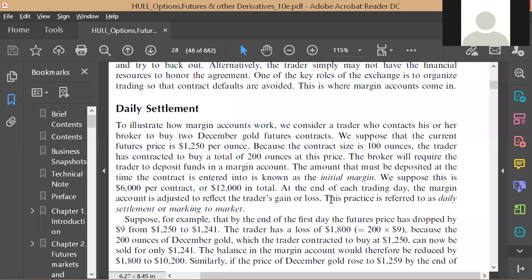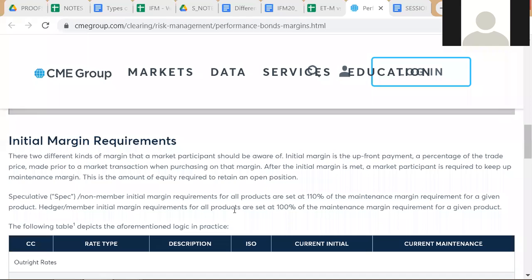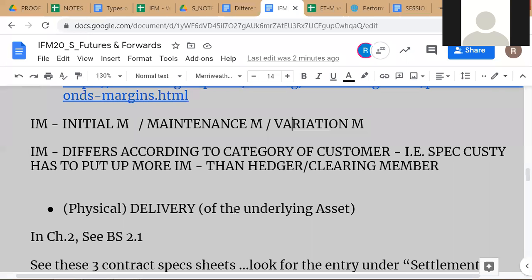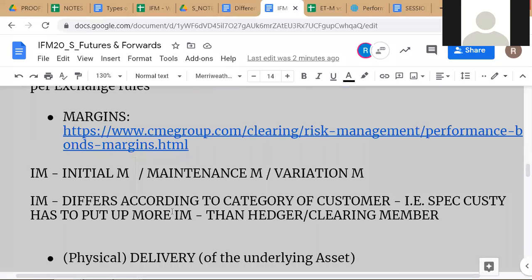Okay, so here they're talking about initial margin. Okay, 6,000, and at some point of time, so the first thing is that there is a daily settlement of losses. So this is something else we want to note. We want to make sure we note these things. Okay, so we're talking about initial margin and maintenance margin.